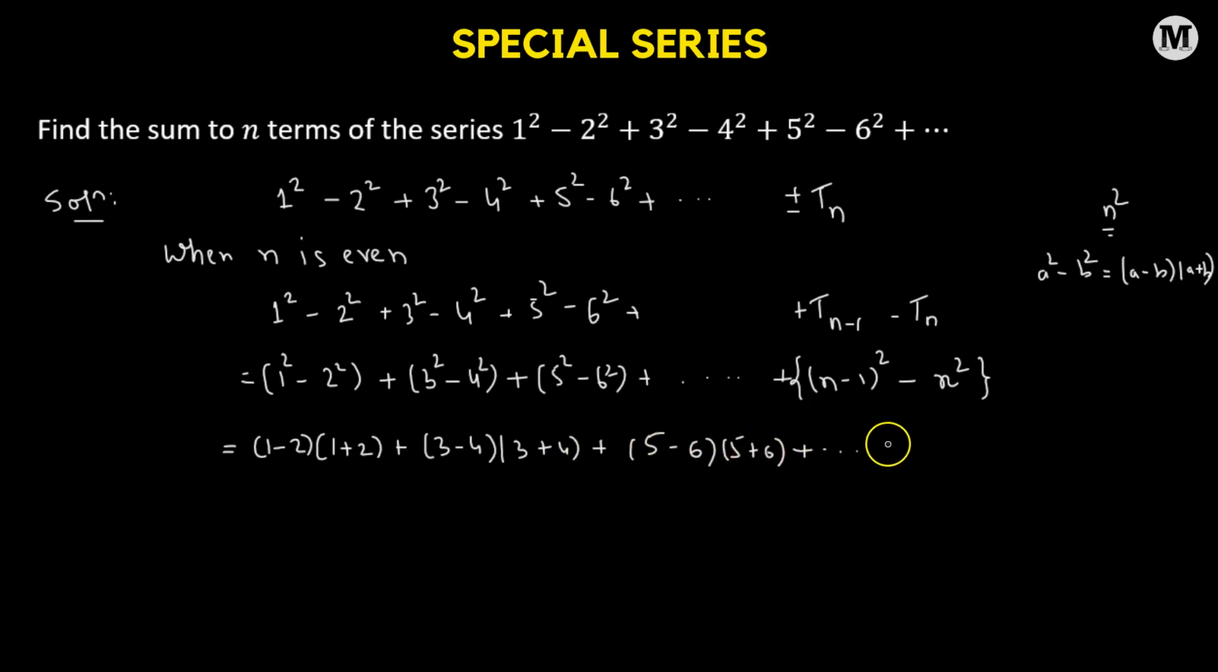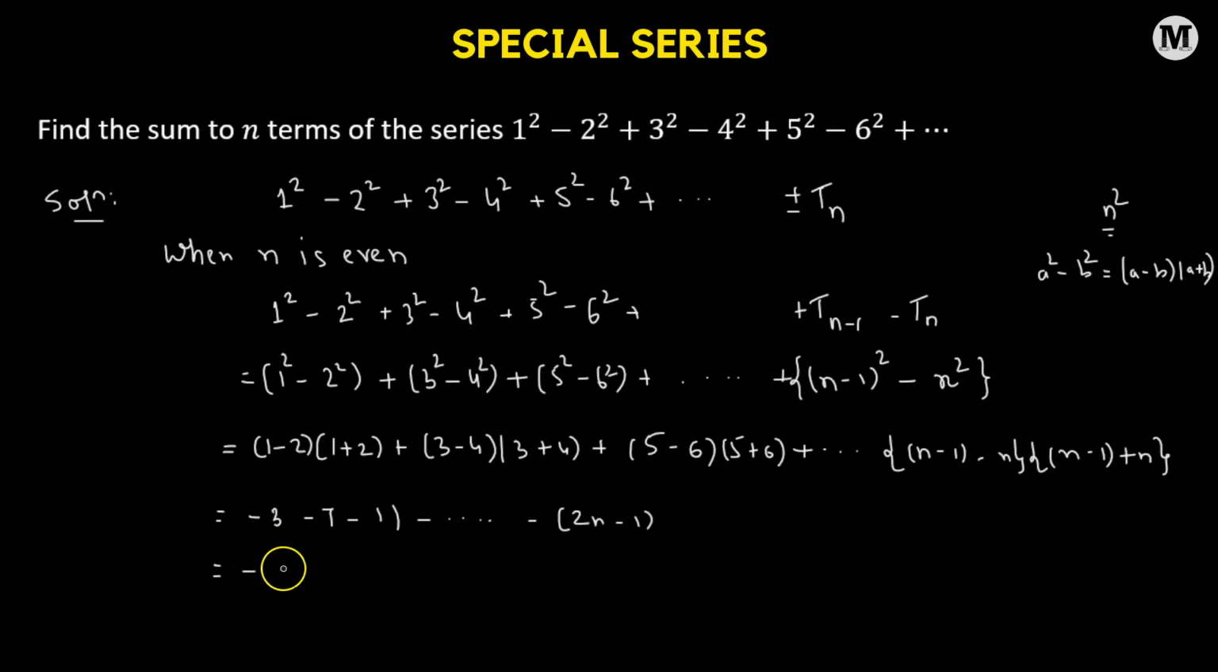And then we have the last term. So we have n minus 1 minus n multiplied by n minus 1 plus n. Fine. This is going to be equal to 1 minus 2, that's negative 1. 1 plus 2, that's 3, so negative 3. Then we have 3 minus 4, that's negative 1. And 3 plus 4, that's 7. The next term will be 11. And this is going to continue all the way up to the last term, which is going to be negative 2n minus 1. Okay, we are going to now take negative as the common factor from each of the terms.